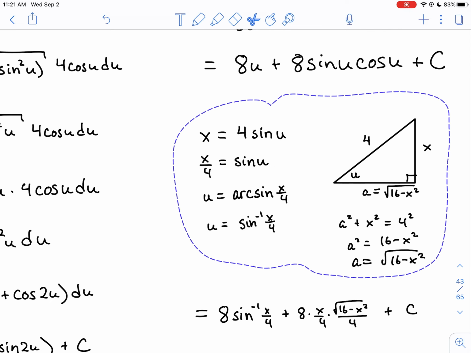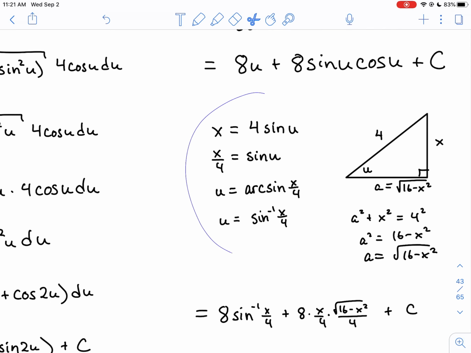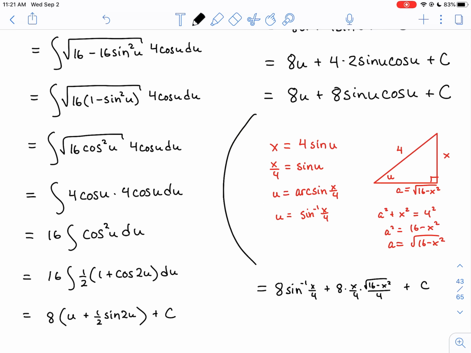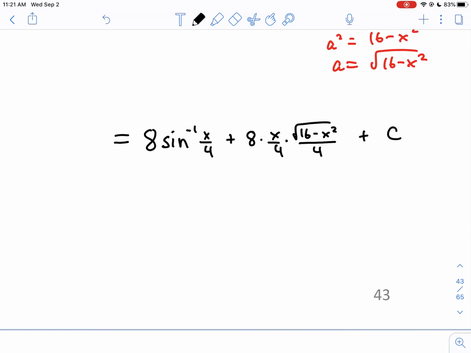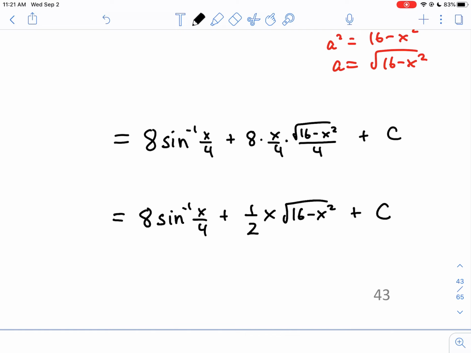So all of this here, these were the tools for doing our back substitution, so that I could ultimately go from this step to this step. And then of course there's a little bit of simplifying we could do over here. We have 8 arc sine of x fourths plus, here that's 4 times 4 is 16, but there's an 8 up there, so this is going to wind up being 8 over 16, which is a 1/2, x times the square root of 16 minus x squared, and then plus c.